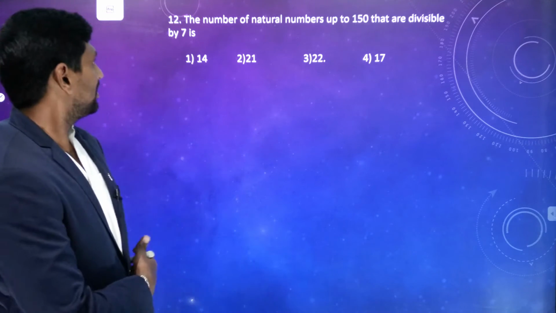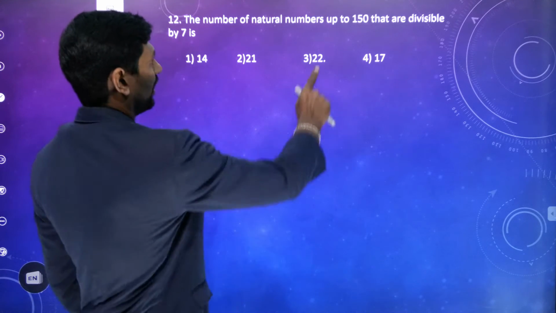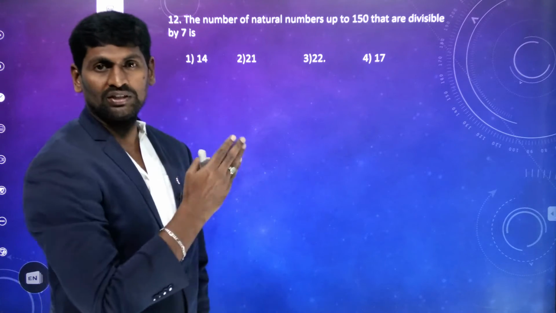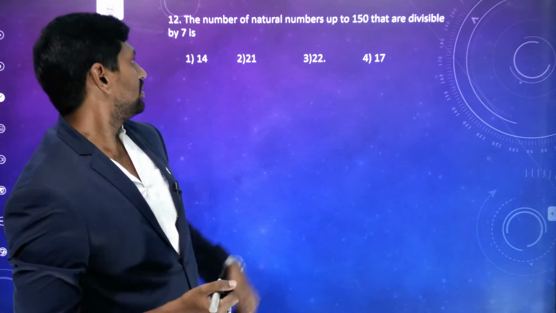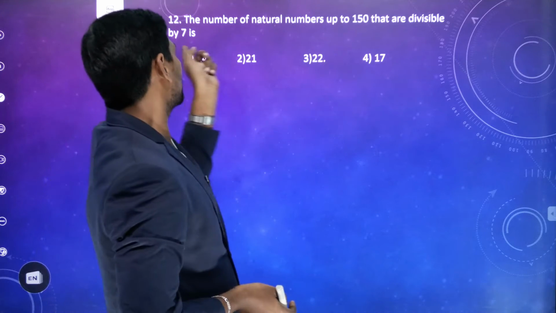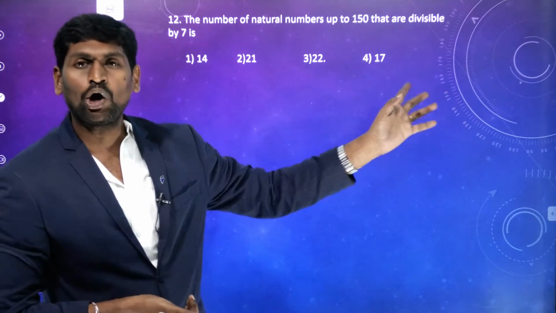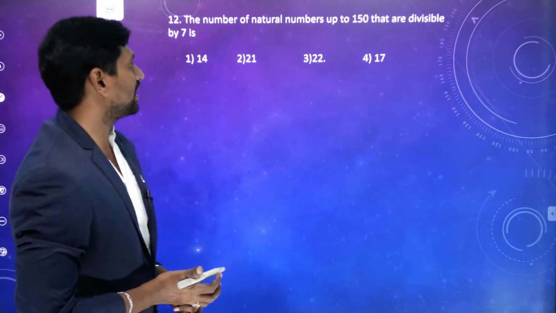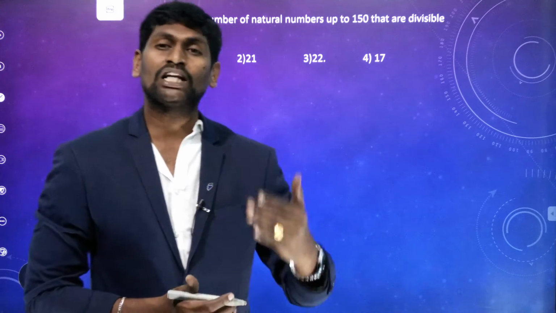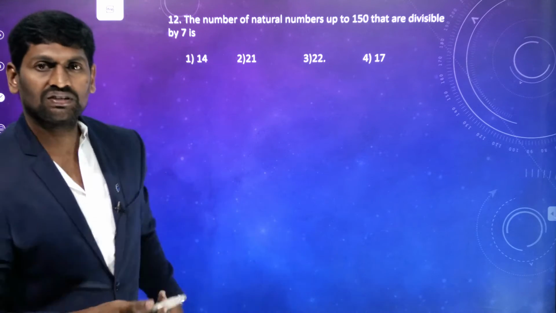12th problem here: the number of natural numbers up to 150. Natural numbers are nothing but 1, 2, 3, the counting numbers, no? So if you take numbers up to 150 that are divisible by 7, from 1 to 150, how many numbers are divisible by 7? Nothing but how many multiples of 7 are there?